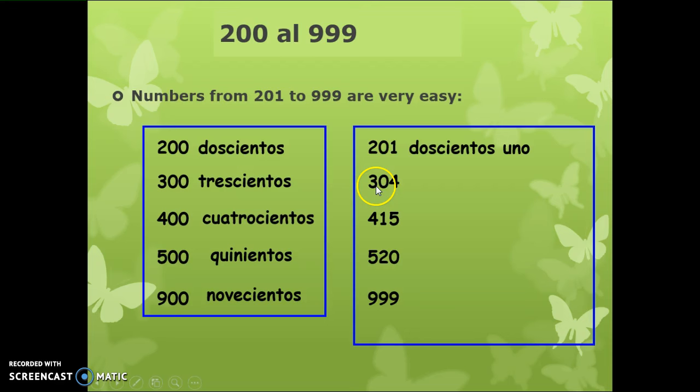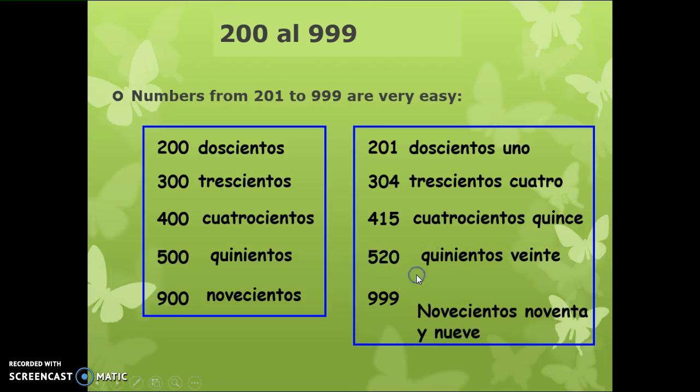So 304, how would you say that? What's 300? 300, and then what's 4? 4. 304. What about this one? How would you say 400? 415 for 15. 520. 500. And 20. 999. Excelente.